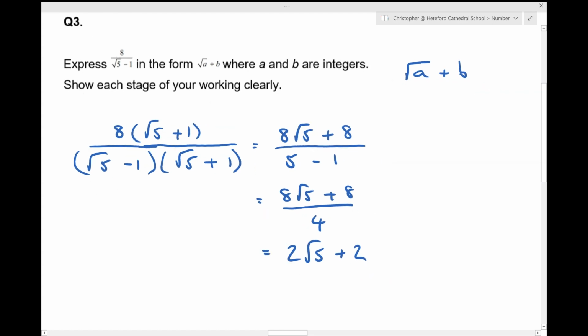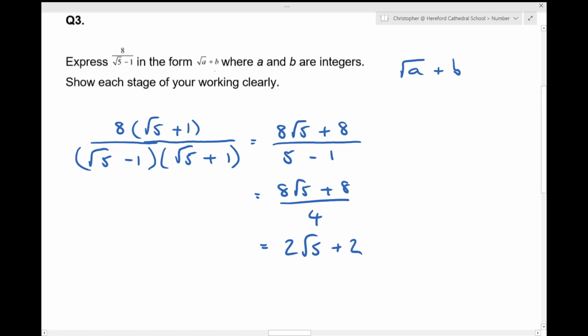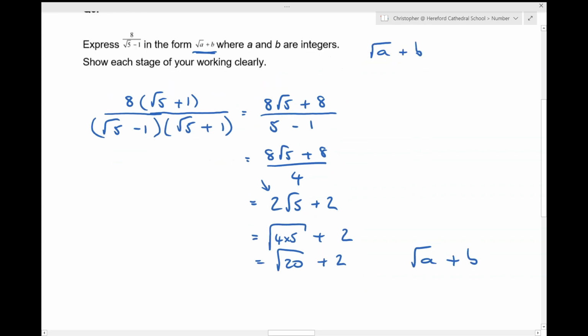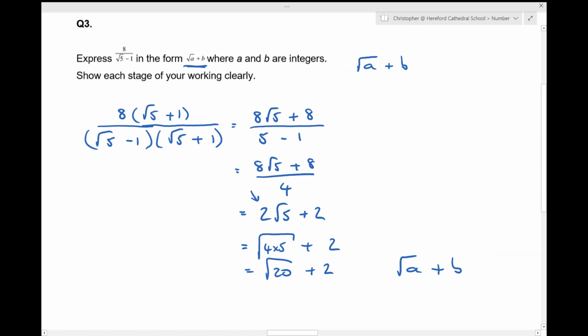Now, have I now answered the question? It says express that fraction in that form, root a plus root b. Well, I haven't done that because I've got this 2 hanging around here. So what I'll have to do is put that 2 underneath the square root. So 2 root 5 is equal to the square root of 4 times 5, plus 2 at the end. So my final answer is root 20 plus 2. And now I have expressed that fraction in the form root a plus b, where a and b are integers.